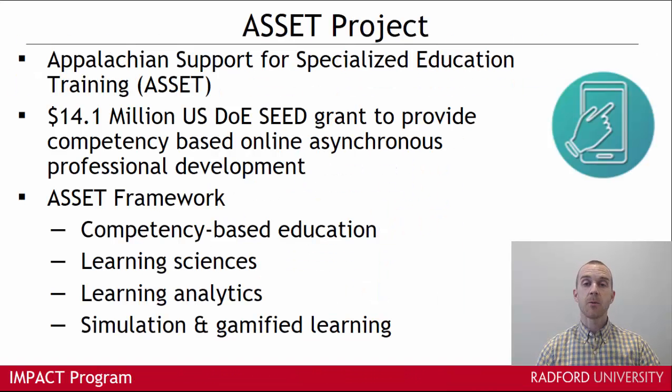Now, Asset is a $14.1 million U.S. Department of Education seed grant that was created to provide competency-based online asynchronous professional development to the rural Appalachian area. The framework that we use is competency-based education, so that it is measurable and transferable workforce skills that can be translated into the classroom, and those skills are then shown through mastery that allows progression and individualization. We use the learning sciences to help improve instructional design to increase our learning throughout the process.